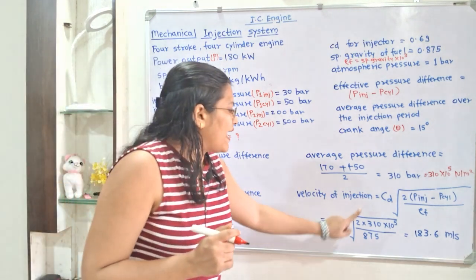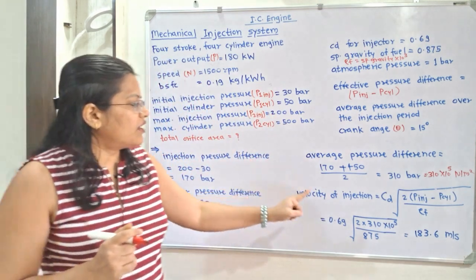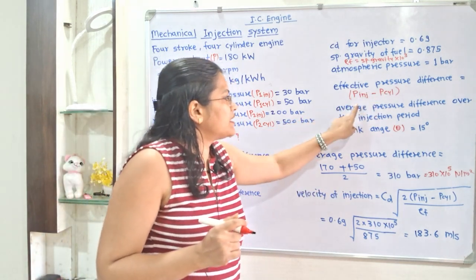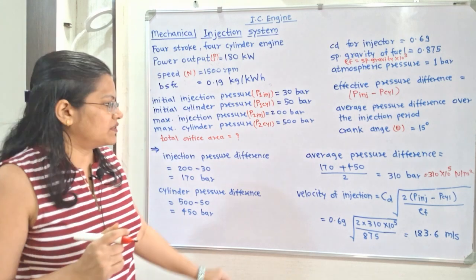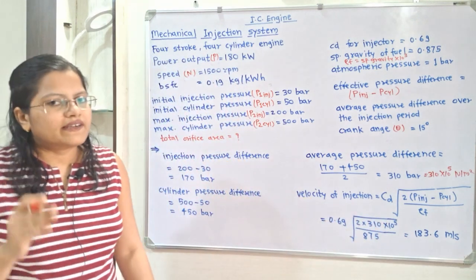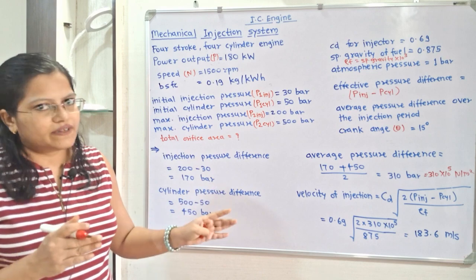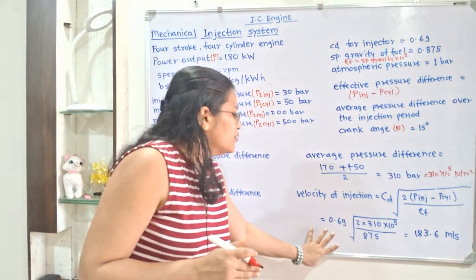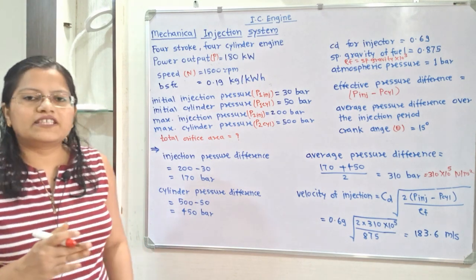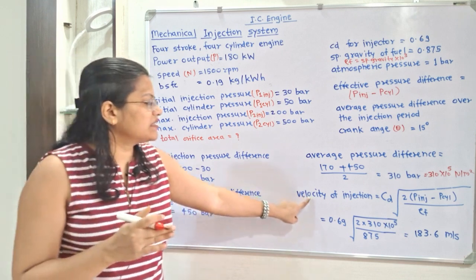So if we multiply by 10 raised to 3, with 875 as the specific gravity, we get the density. So we will put in the values. CD is 0.69 under root of 2 multiplied by P injection minus P cylinder, which is the average pressure difference, equal to 310 into 10 raised to 5, divided by the density of the fuel, 875. When we calculate, we get the answer 183.6, and the unit is meter per second because this is the velocity.